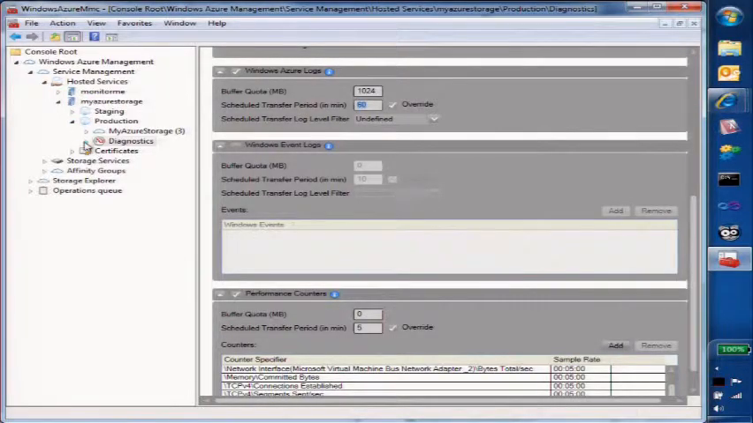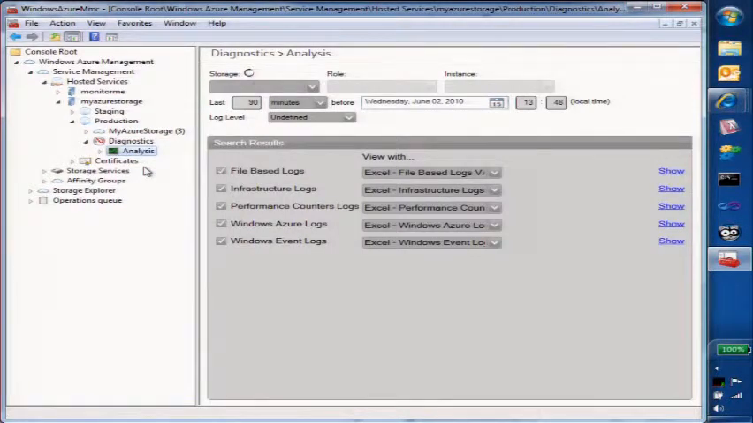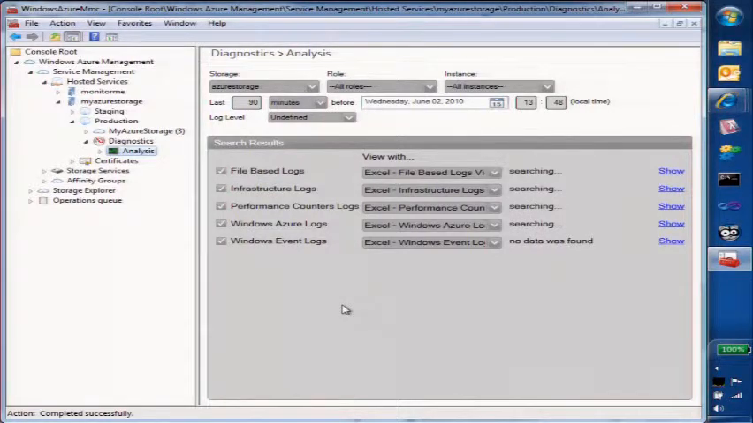One of the things I should also point out is there's an analysis node in here in the Windows Azure tooling. Once you have this data being collected, for this storage account, I want to retrieve the last 90 minutes. So you would actually apply filters here. It'll go out asynchronously, search for all of this data that's been collected if it's been transferred into storage. And you see in the last 90 minutes, I had 8 logs show up.